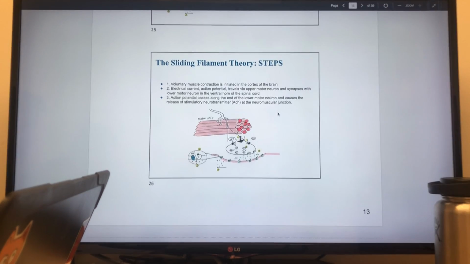So here are the steps. What I wrote, I made mine somewhat summarized from hers. So the first one is just a voluntary contraction that's initiated by your brain. Think about it like this: your brain is telling your arm right now to write something, right? It's not magically doing it.